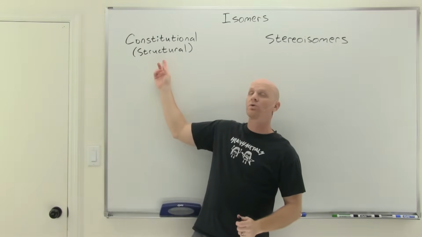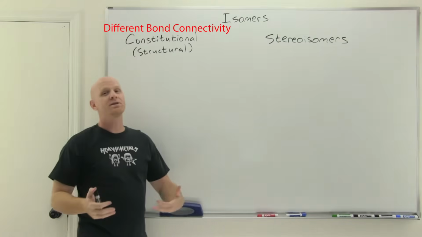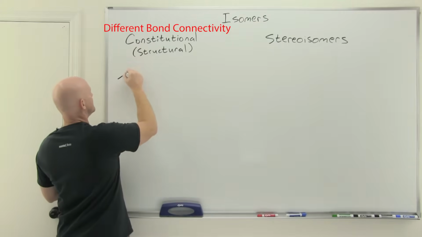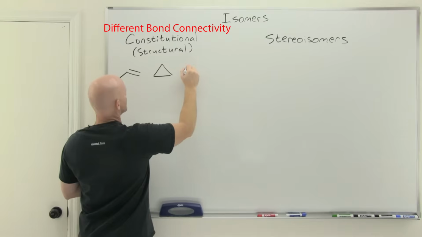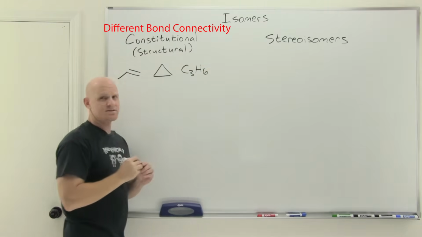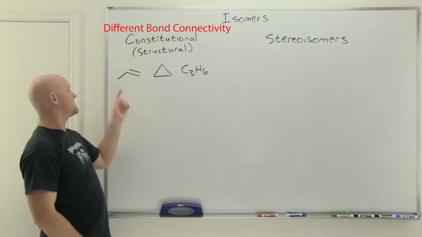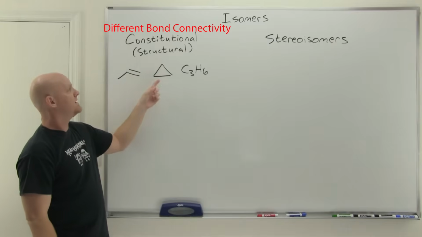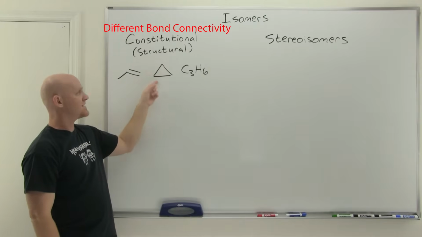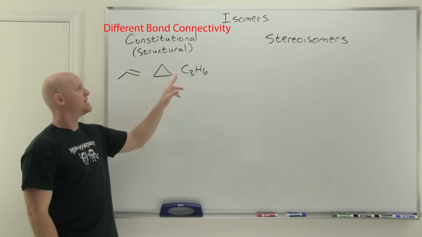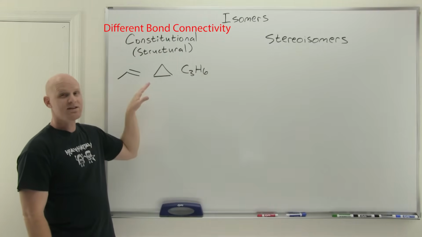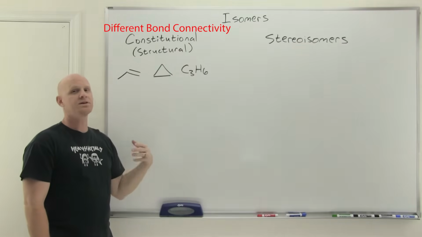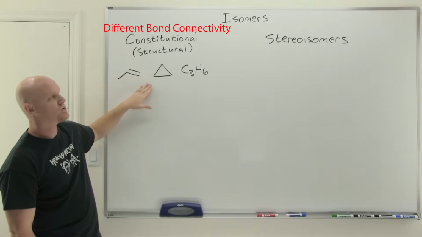Now, constitutional isomers, which are also called structural isomers, we say they have a different bond connectivity. A good example would be this one here and this one here. These both have the formula C3H6. But they have very different bond connectivity. Here you've got 3 carbons in a straight chain, with 2 of the carbons joined by a double bond, so a sigma and a pi bond. Whereas here we have no pi bonds, and instead of a straight chain, we have those 3 carbons in a ring. But both of these have 3 carbons, 6 hydrogens, so they're isomers. They're not identical. The atoms are bonded in a totally different way, so a different bond connectivity. These are constitutional or structural isomers.